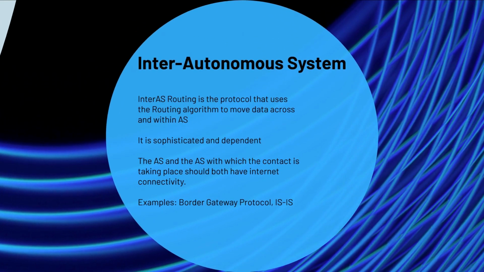Inter-autonomous system routing. Inter-AS routing is the protocol that uses the routing algorithm to move data across and within AS. It is sophisticated and dependent. The AS and the AS with which the contact is taking place should both have internet connectivity. Some popular examples of this are Border Gateway Protocol and IS-IS.